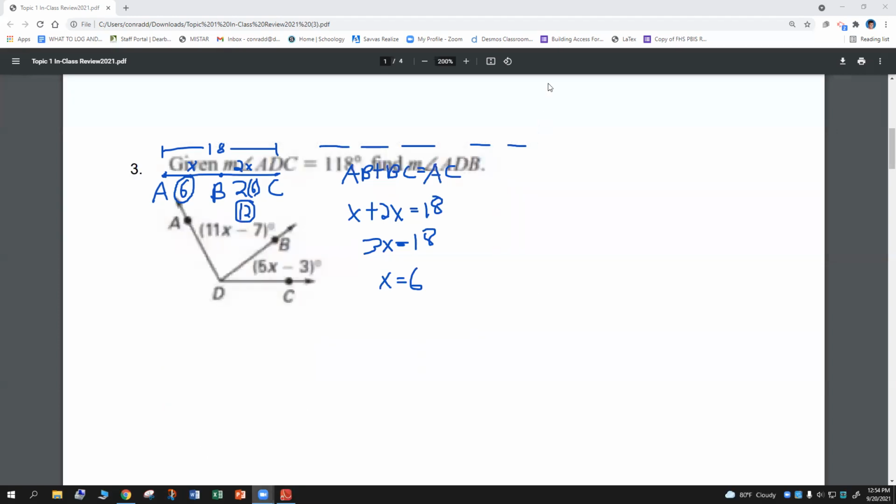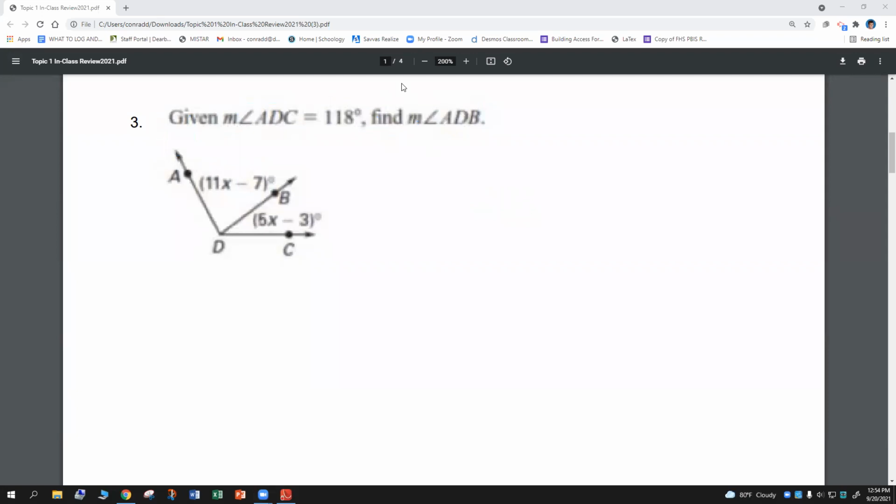All right, that's clear. Number 3 is angle addition. Okay, so the first angle there is ADB, the measure of angle ADB, plus the second angle. The second small angle there is the measure of angle BDC, equals the whole thing, which is the measure of angle ADC. Right, the first angle plus the second angle equals the whole thing.